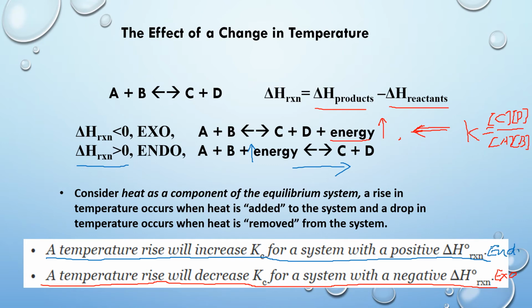It's kind of hard to write with a mouse. So for an endothermic reaction, we increase energy, because energy is on the side of the reactant, that will generate more product. So the numerator is going to increase and the denominator is going to decrease, so you have a higher Kc value.